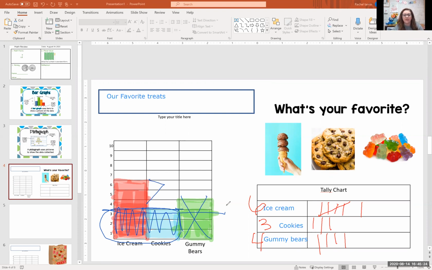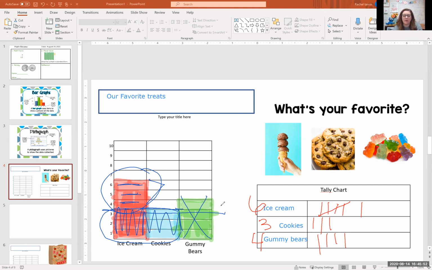I'm looking at this extra part on top. How many is right there? Because I want to know how many more. There's your 2 columns, and I want to know how many more. This little extra gap, how much is right there? Let's count it out. 1, 2, 3 blocks. So 3 more people voted for ice cream than cookies.